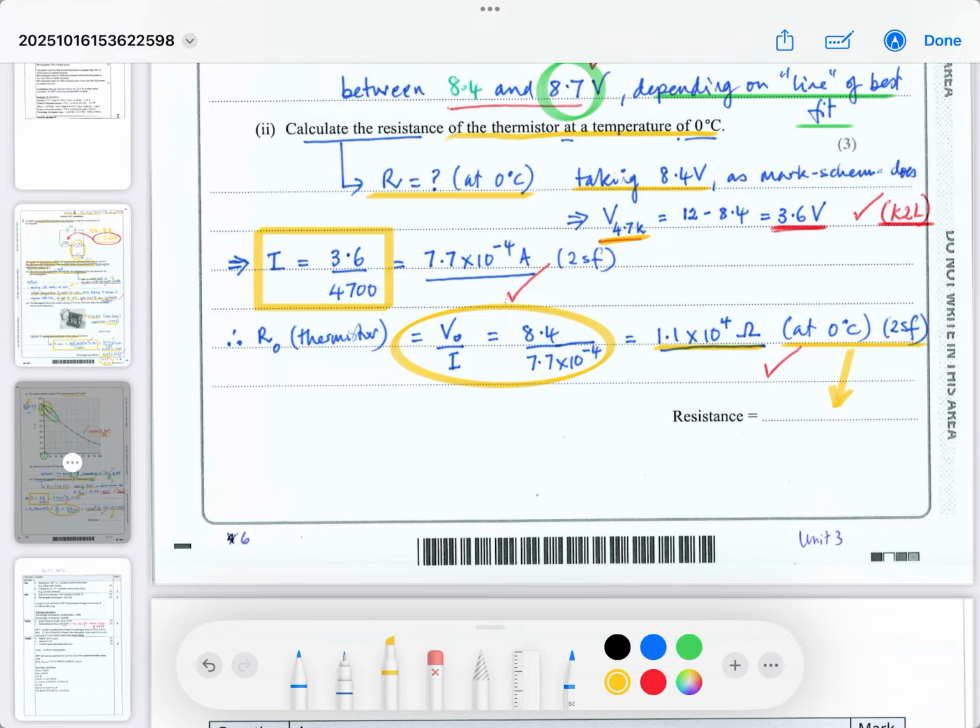You should put that in here with the units. Never forget the units. So again, this is a continuation of a practical skill that you need, and you can see that they can give you a practical skill from potential dividers, which is not a core practical.